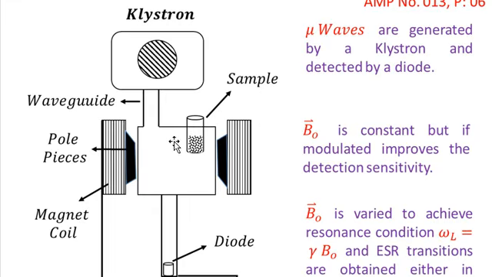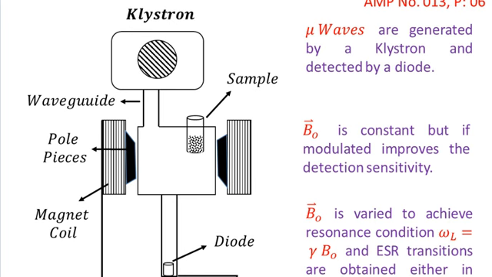The microwaves will be incident on the sample, so they can be absorbed by the sample. So when the omega of the microwaves matches with the energy separation between the two electronic states, when the energy of the microwaves matches with the energy gap between the electronic states of the sample, then of course the microwaves will be absorbed.